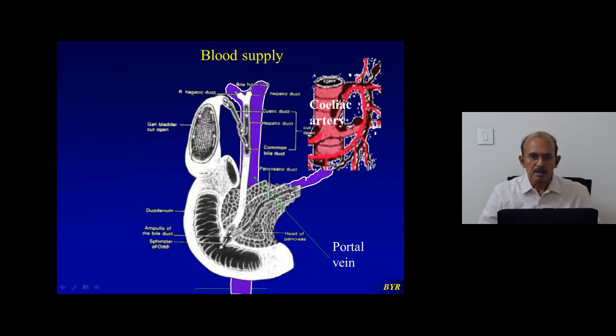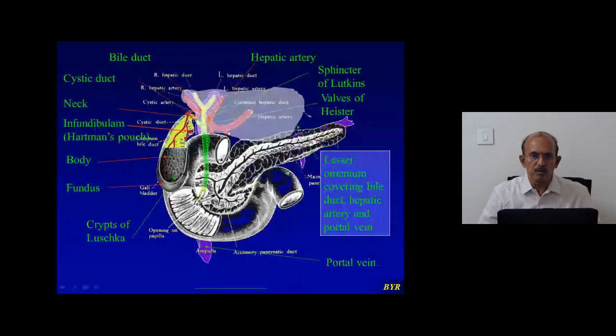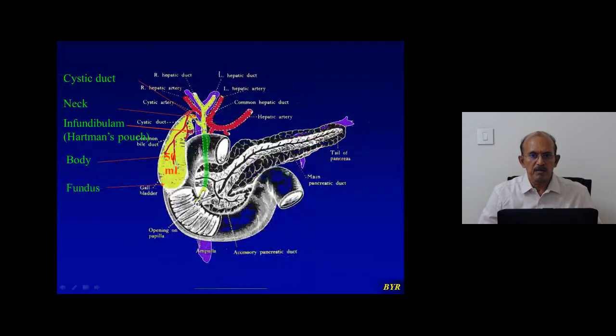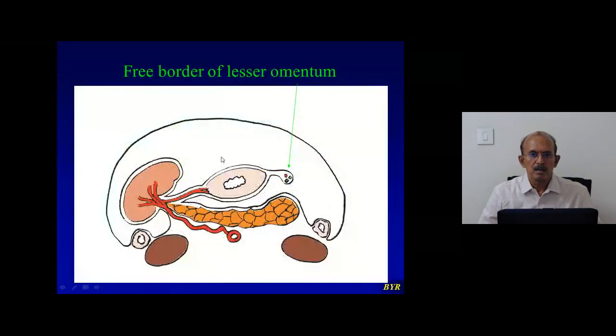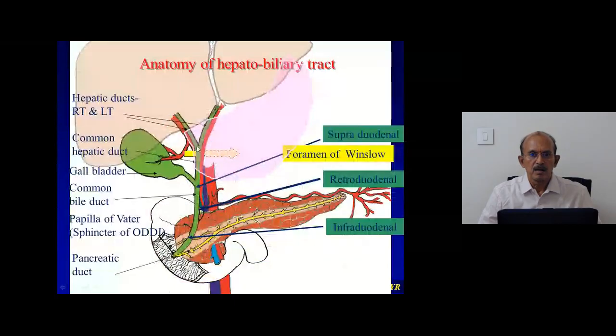One of your colleagues just now asked me to describe the foramen of Winslow again. That is why I'll go to the previous slide. This is the free border of the lesser omentum.